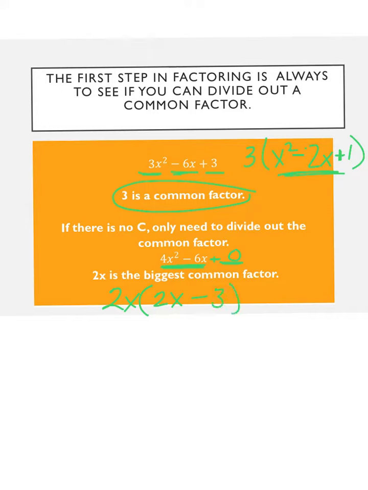You can always check to see if you're right by multiplying it back out, right? 2x times 2x is 4x squared, and 2x times negative 3 is negative 6x. So we factored it properly.